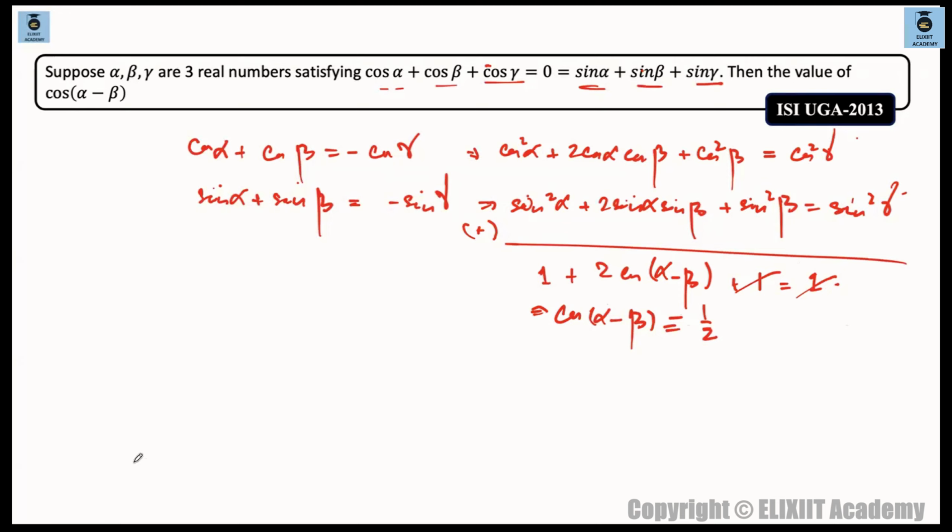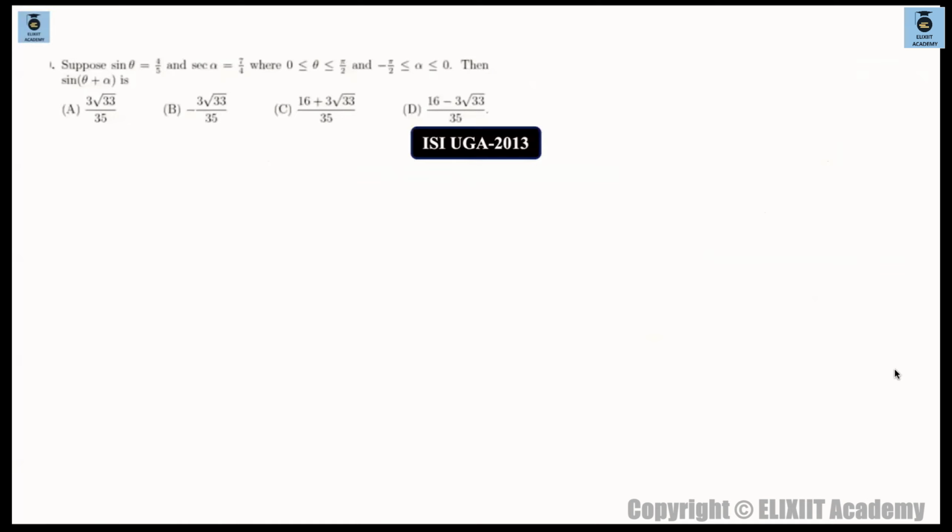Nowadays you can say that these are basically board level questions. Notes question, this is also a notes question. Sin theta is equal to 4/5. Sin theta is given, sec of alpha is given, the ranges of theta and alpha are given. You have to find the value of sin of theta plus alpha, quickly. One triangle for theta, one triangle for alpha, and we'll verify quadrant wise.